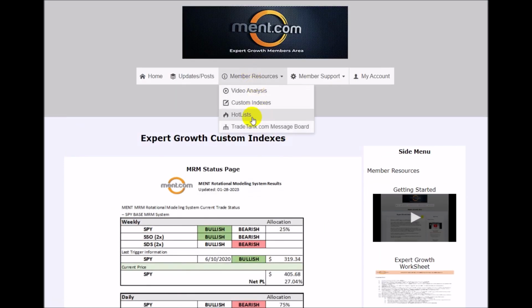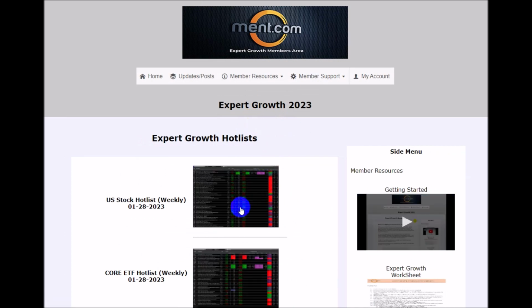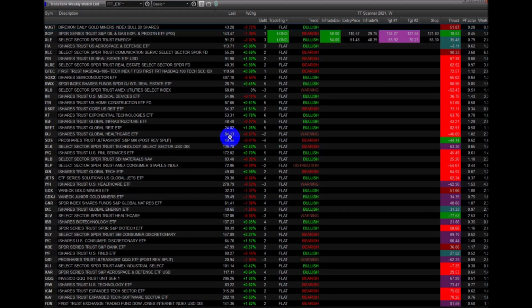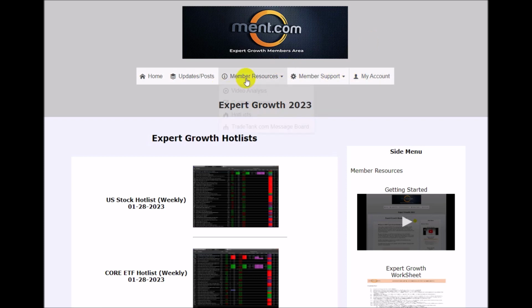You get the hot lists, which are the TT scanner hot lists, giving you the ability to see the weekly swing trade setups that are occurring. And you get access to the TradeTank.com message board, which is my member customer service, or let's just call it a message board, where you can share and explain and talk about what's going on in the markets.